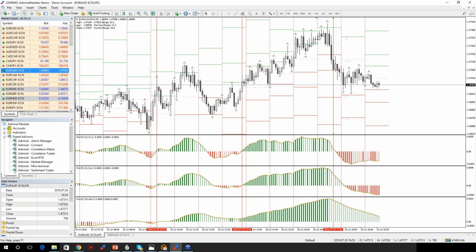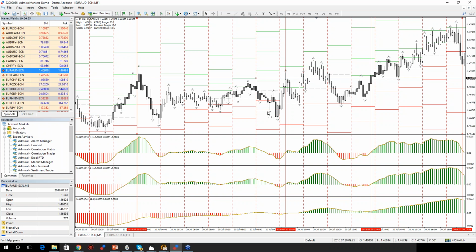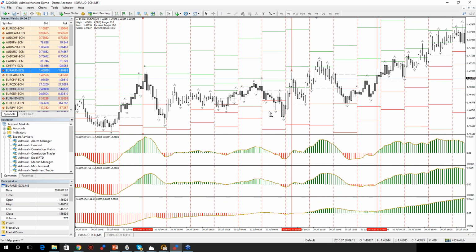The question Evaldas is asking, is it useful to set OSMA true on this triple MACD? I never tested. Evaldas, you can test it on OSMA and you can tell me, but this is what I did. I never tested it myself.